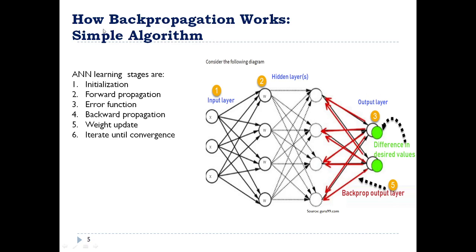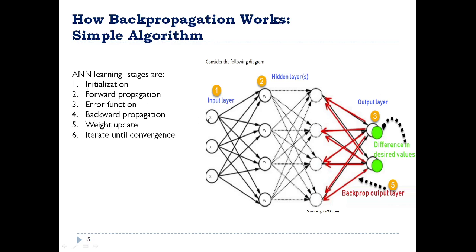Now we'll study the learning stages of an artificial neural network. There are 6 stages. The first stage is initialization. In the initialization stage, initial weights are applied to all the neurons. In the second stage, forward propagation, the inputs from the training set are passed through the neural network and an output is computed. And the third stage is the error function.